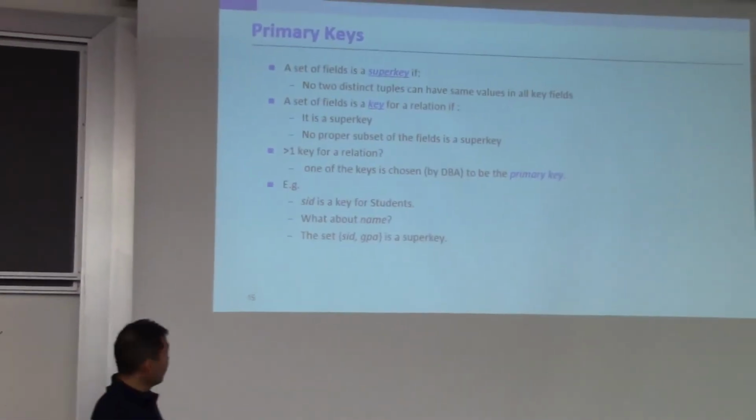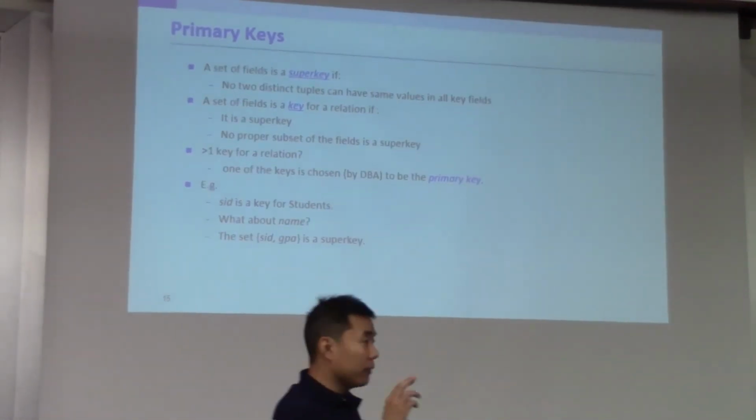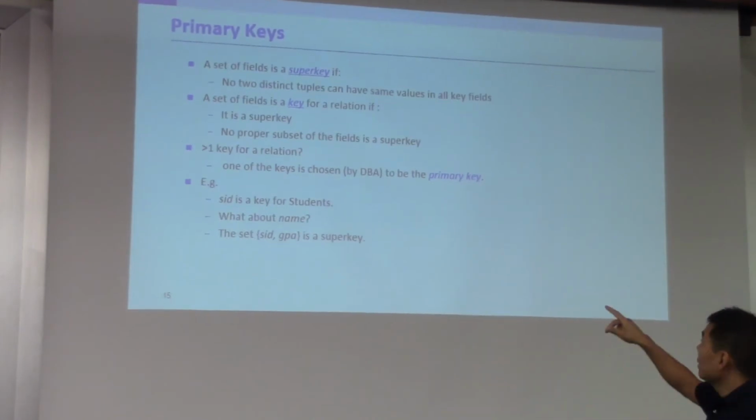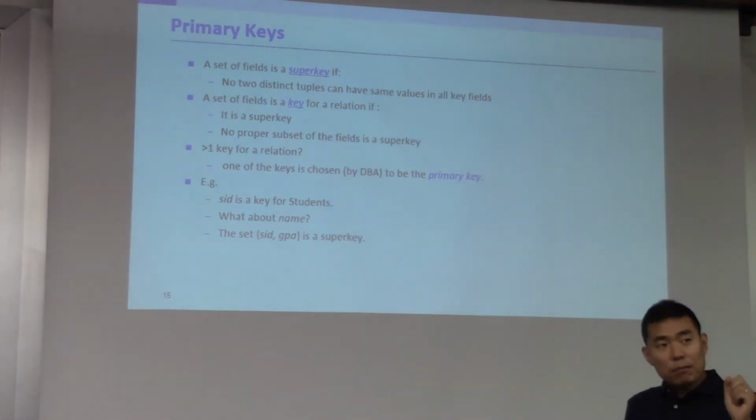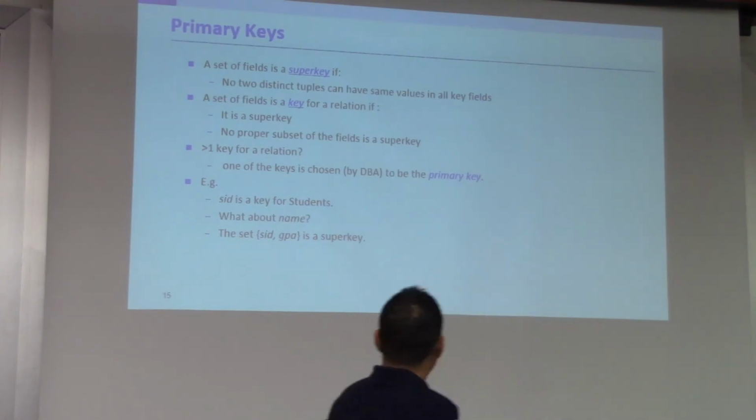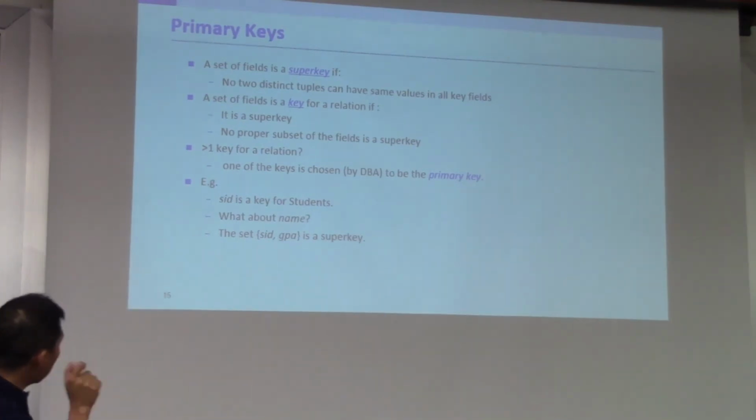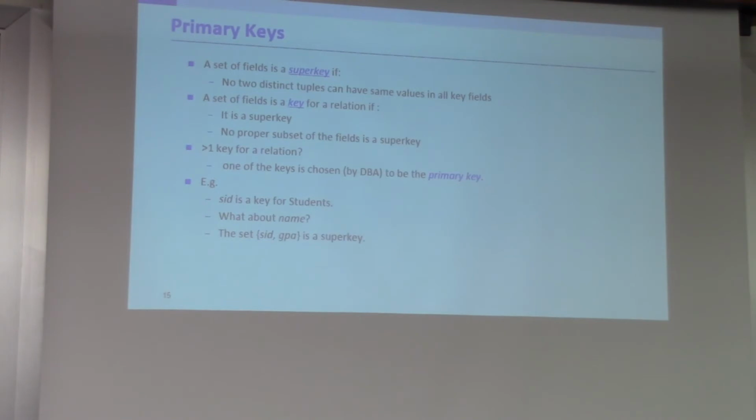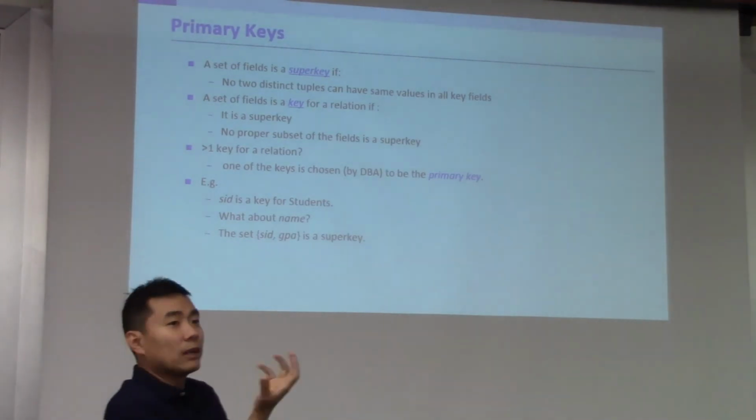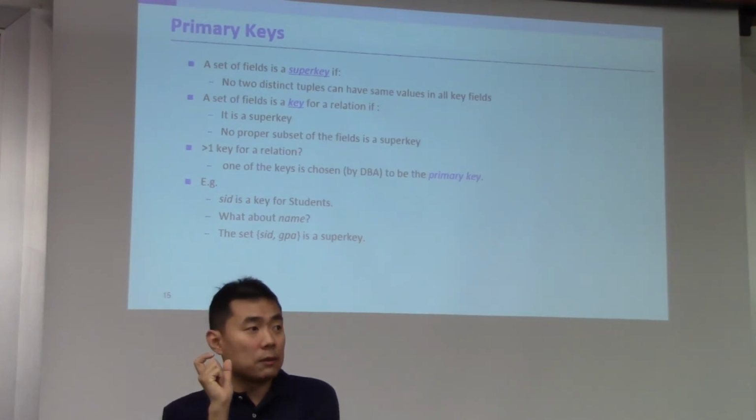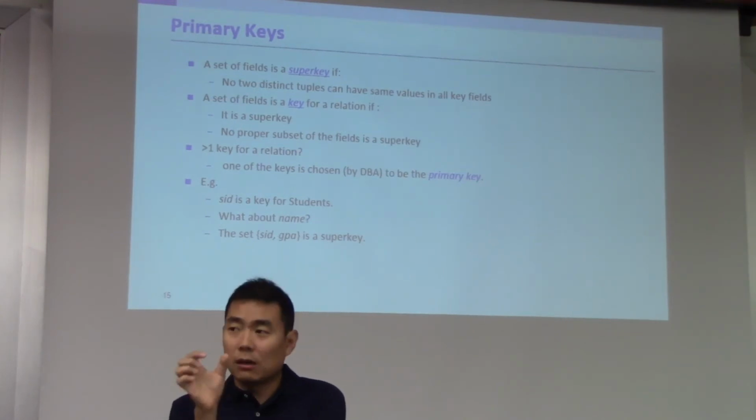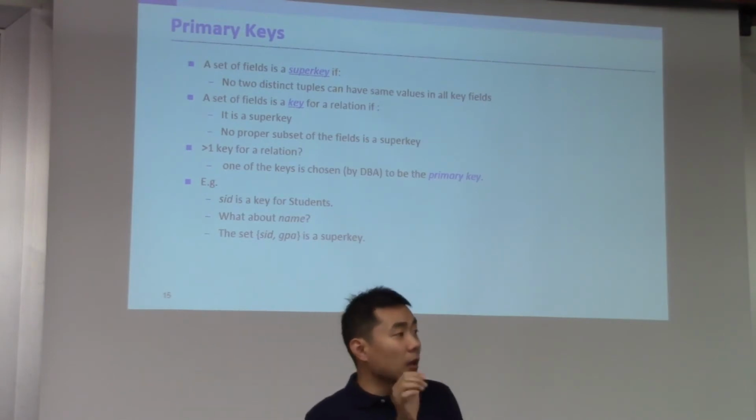A set of fields is a key for a relation if two conditions hold. The first condition is actually the same as super key, meaning it must be a super key in order to be a key. The second part is where many of you may get confused. It says no proper subset of the fields is a super key. In order to understand this, you need to understand a few basic concepts. First of all, what is a proper subset? Given a set, a proper subset is any combination of a few elements, but not all elements from that set.